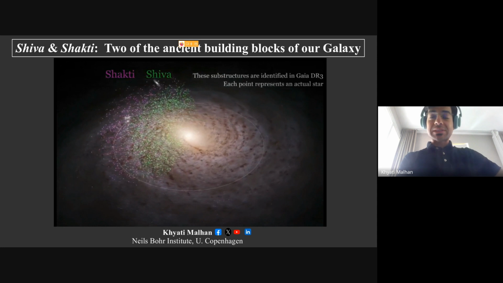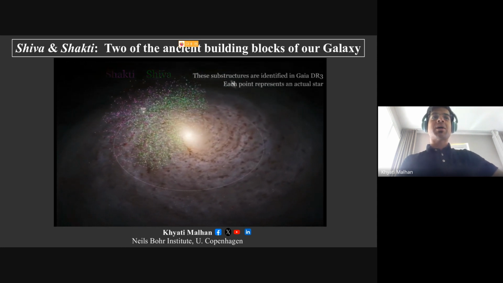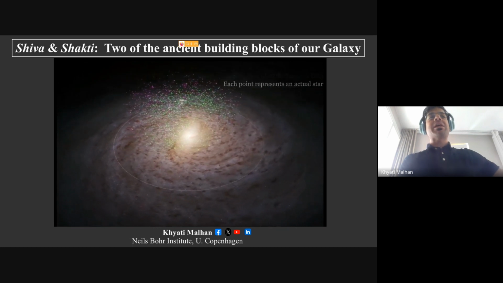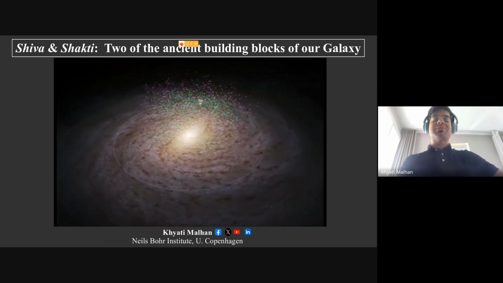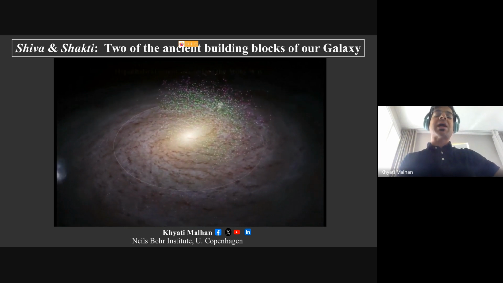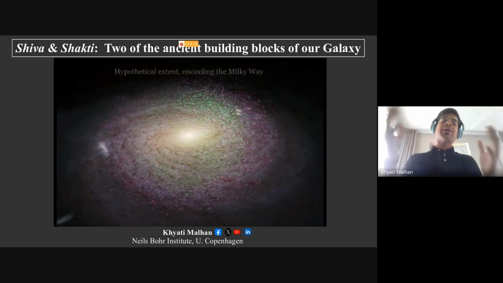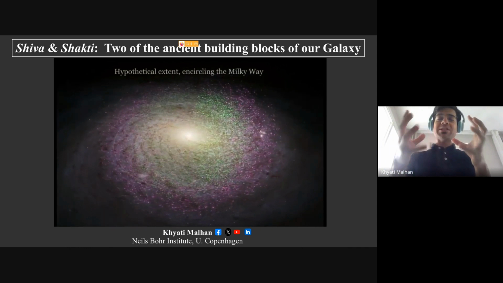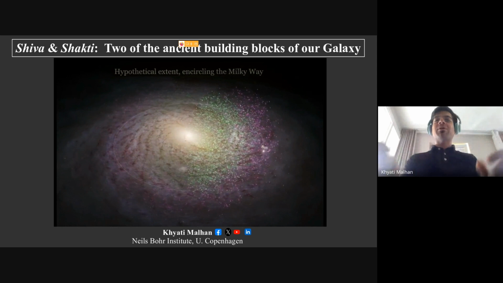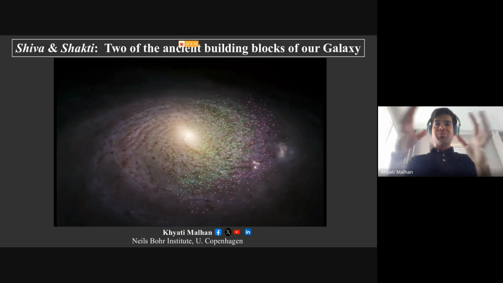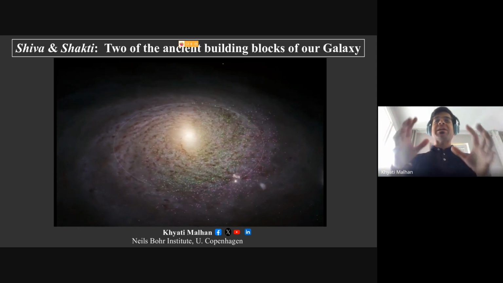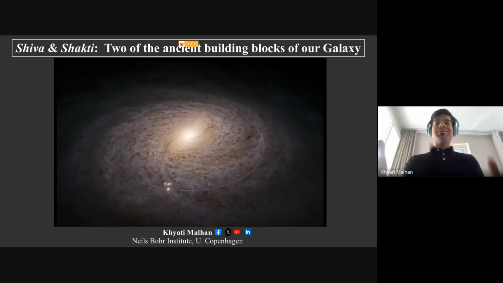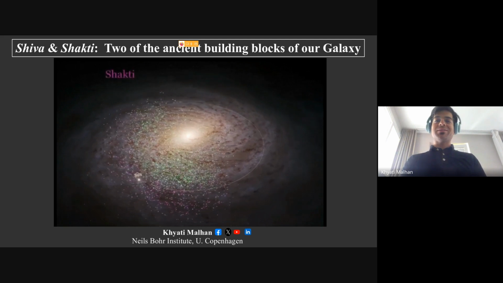So what you're seeing on this video are two stellar populations in magenta and green, which we named Shiva and Shakti stellar populations. And these were identified in the Gaia data. So our current understanding is that Shiva and Shakti are two distinct stellar populations that came into the Milky Way about 12 billion years ago. And this is their present day distribution in the very inner regions of the Milky Way. So this is the statement and the result, and this is kind of the crux of the presentation.